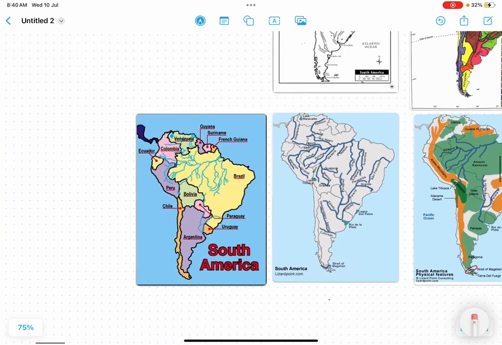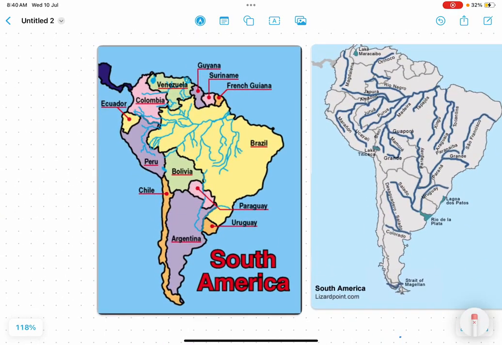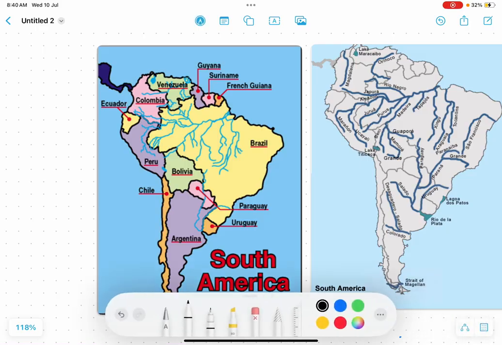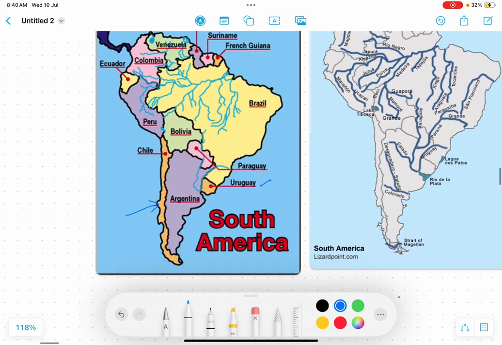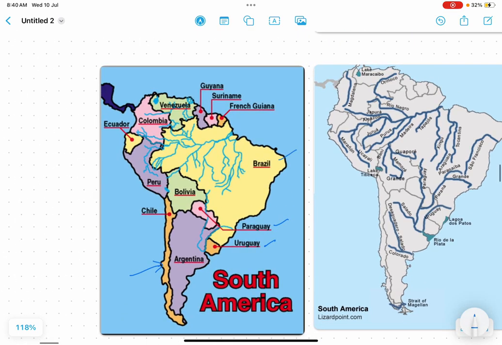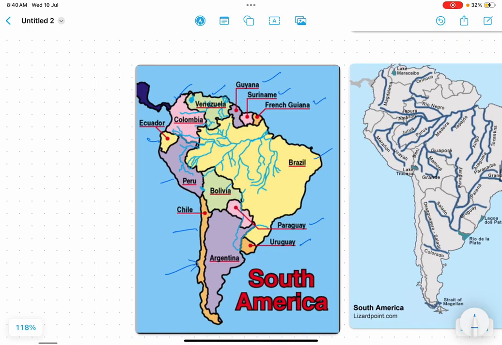So this is the political map of South America. As you can see, the countries are right here. We have Argentina, then we have Uruguay, we have Paraguay, we have Brazil, we have French Guiana, we have Suriname, we have Guyana, we have Venezuela, we have Colombia, we have Ecuador, we have Peru, we have Chile, we have Bolivia.